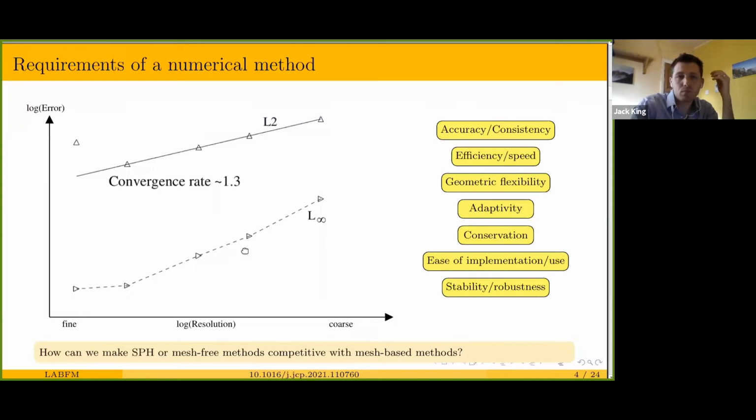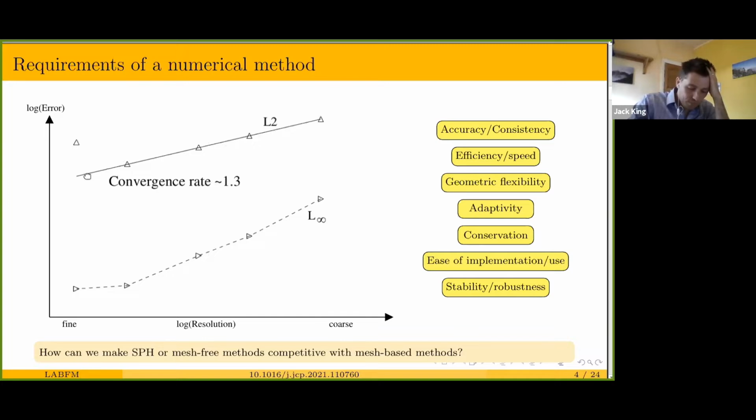And I've been guilty of creating convergence plots like this myself. I think I probably presented this one at a SPHERIC talk a few years ago. I've taken a few points over a really small range of resolutions, less than an order of magnitude. I've drawn a nice straight line through some of them, and I've just declared that the convergence rate is 1.3. But what I've completely ignored is the fact that if I kept on converging, my results would get worse.